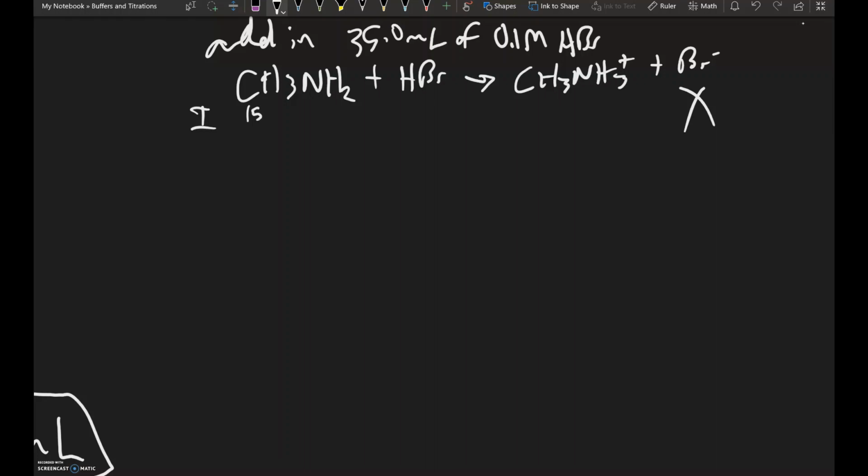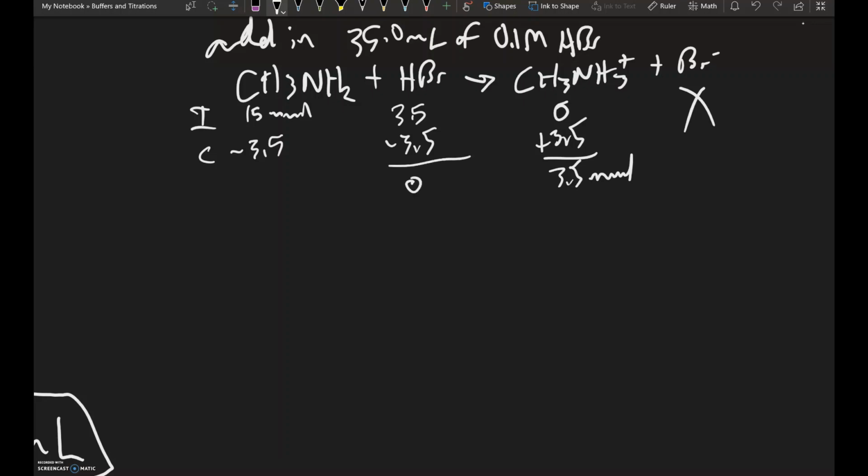So the initial is 15 millimoles of this. This for the acid is 3.5 millimoles. This is 0. The change is going to be minus 3.5 and then plus 3.5. That gives me 3.5 millimoles for that part. That's a 0. And this gives me 11.5 millimoles for my methylamine.